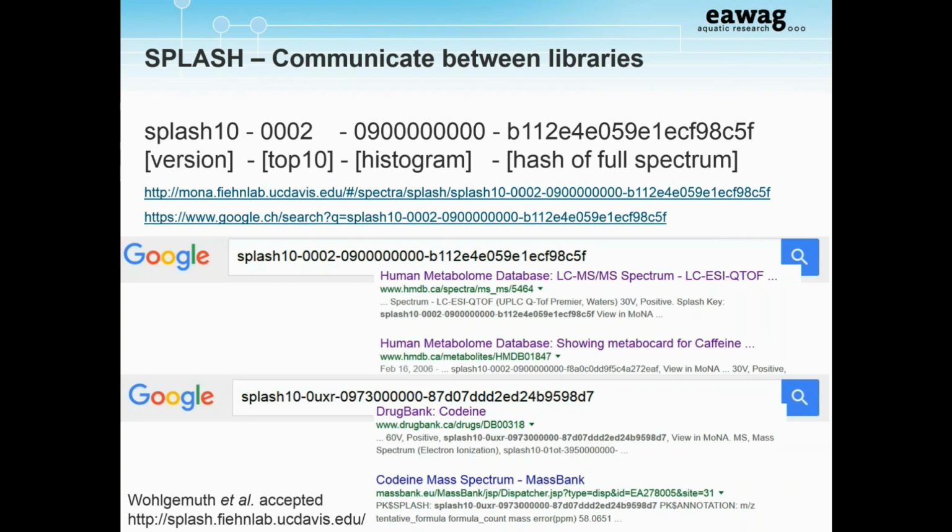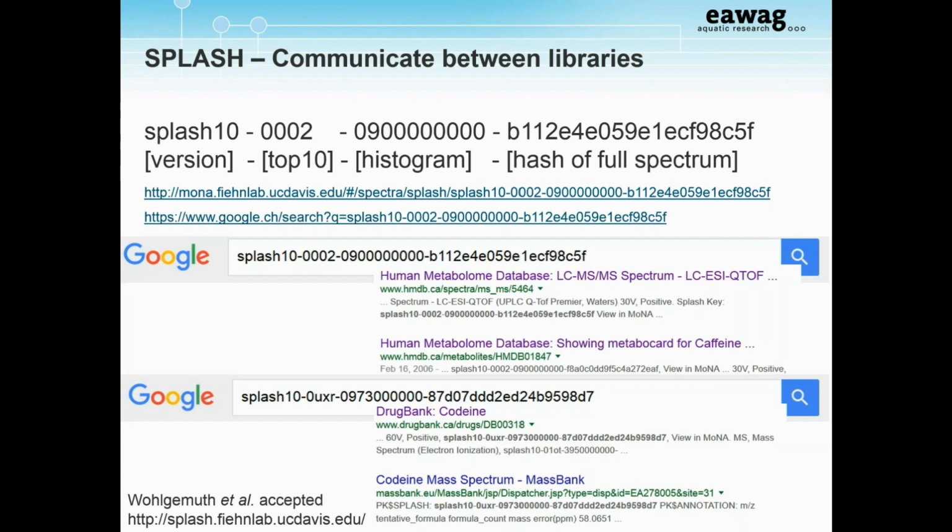And most of the repositories or the spectral libraries that actually participated in it have SPLASH keys now for their mass spectra. So you can find reference SPLASHes in quite a few places, or go to that website and find out how to do this by yourself.